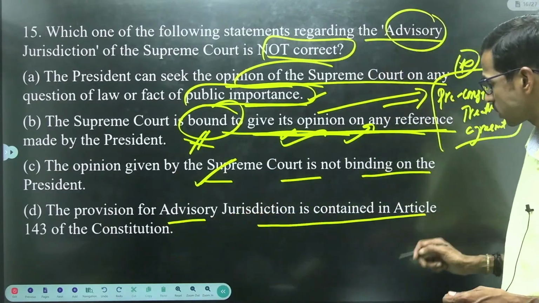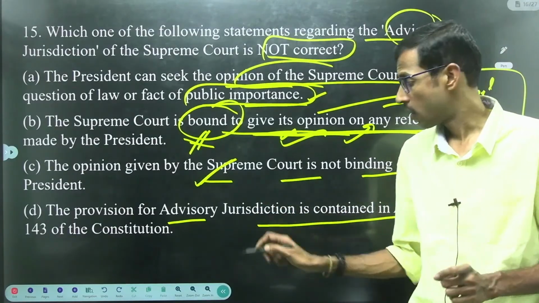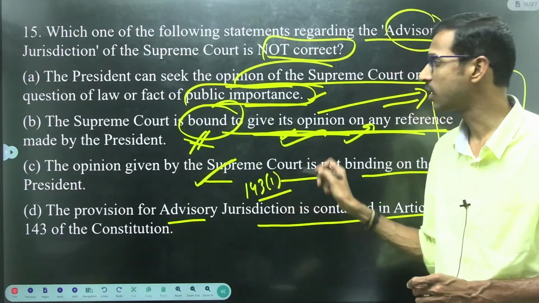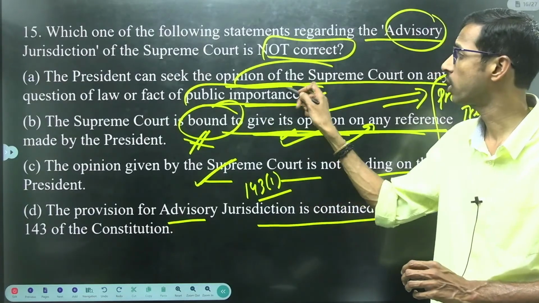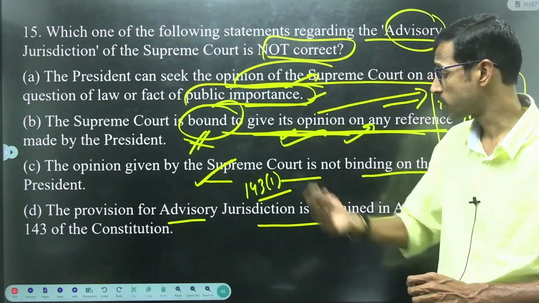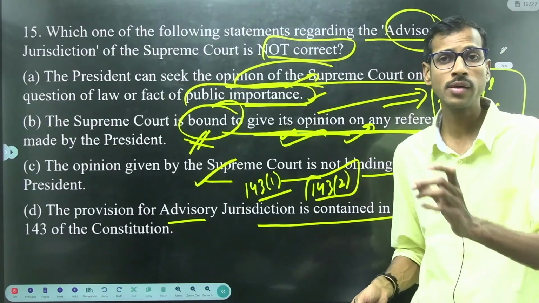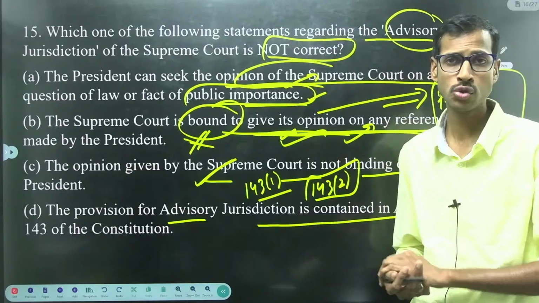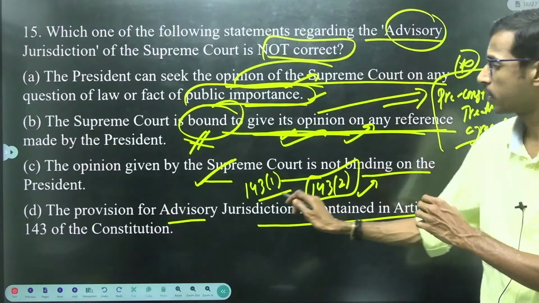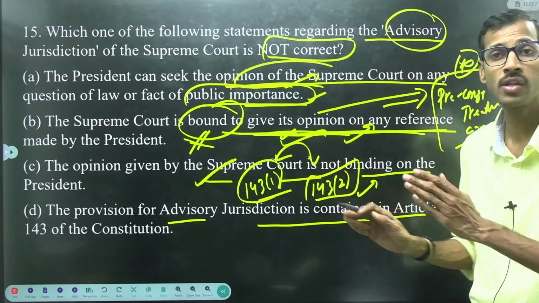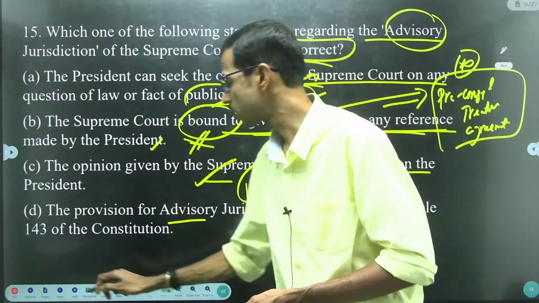Provisions for advisory jurisdiction are contained in Article 143 of the Constitution. Article 143, Clause 1, clearly says that on any matter of public importance, the Supreme Court is bound to give its opinion to the President. Likewise, in Article 143, Clause 2, on specific issues, pre-constitutional treaties or agreements, the Supreme Court is not bound. So it is related to these two provisions only; we have to make the choice by the difference between them. So only B is not correct.